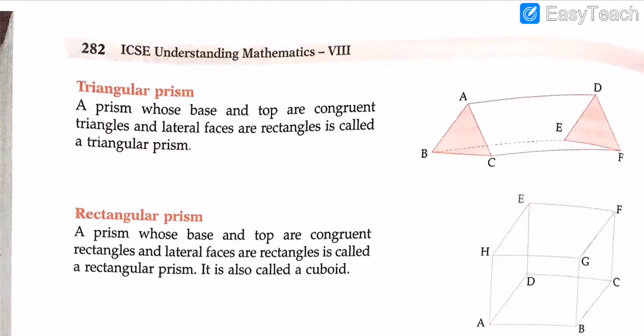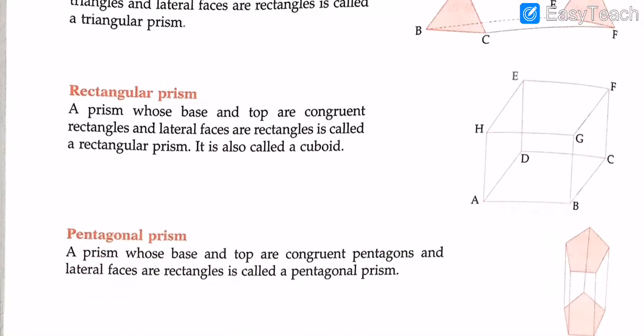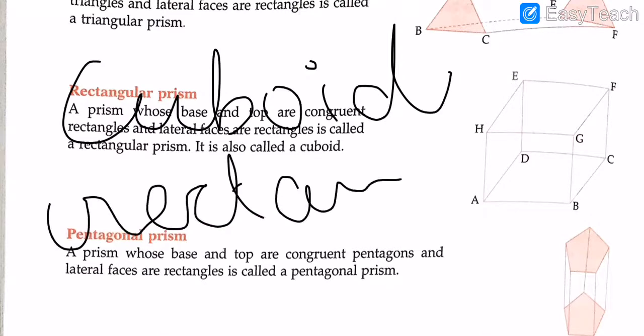Now, rectangular prism. Again, as I said, in normal words it's a cuboid, because it is a prism whose base and top are congruent rectangles and lateral faces are also rectangles. It's all made up of rectangles, which is a 2D shape. Therefore, it is called a cuboid. So you can also call a cuboid a rectangular prism.